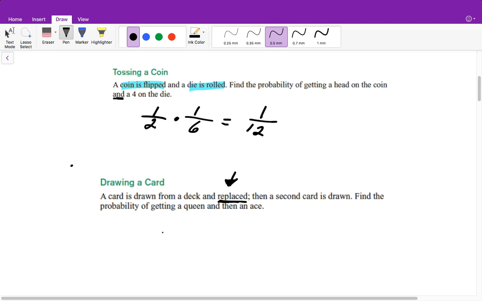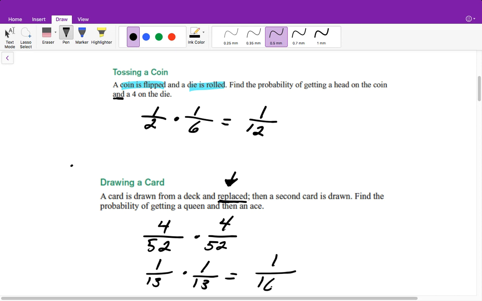And then the second card is drawn. Find the probability of getting a queen and then an ace. Well, there are 4 queens in the deck of 52 cards. If we pick one, we have the probability of getting a queen of 4 out of 52, or 1 out of 13. And then the probability of getting an ace, well, since we're putting that card back, we still have 52 cards here. So the probability of getting an ace is also 4 out of 52 because there are 4 aces. So that also reduces to 1 out of 13. We multiply these two together, and it will be 1 out of 169.